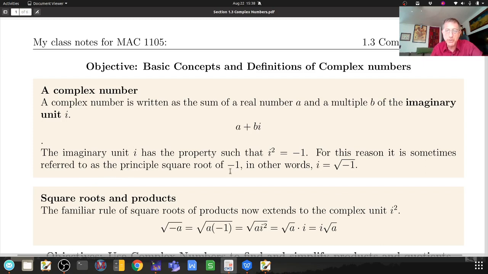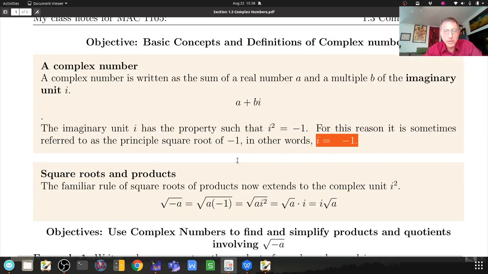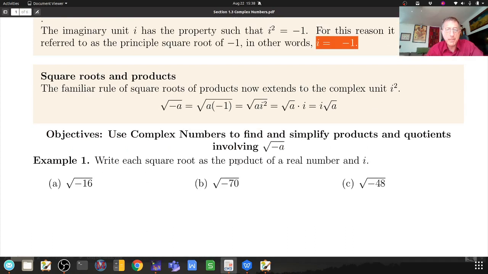At any rate, for this reason, the imaginary unit is referred to as the principal square root of minus 1. In other words, an equivalent definition is that i is equal to the square root of minus 1. Either of these definitions are fine. They're equivalent.